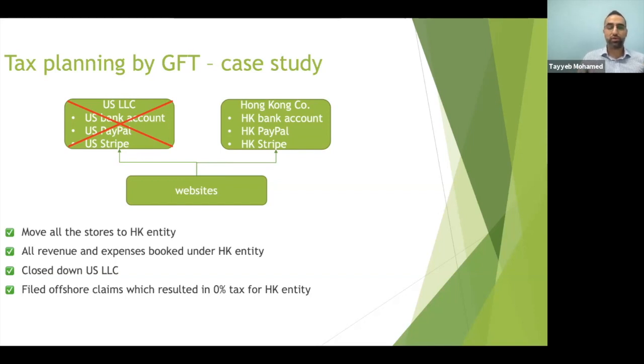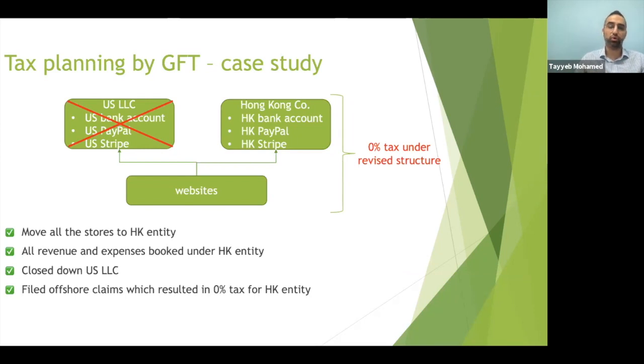We ended up closing down his US LLC, and finally, we filed an offshore claim under his Hong Kong entity, which resulted in 0% tax for his Hong Kong entity. So overall, on a net basis, he ended up paying 0% tax. So hopefully this helps you understand the things you need to take a look at, and things you need to consider before you move into implementing the structure.